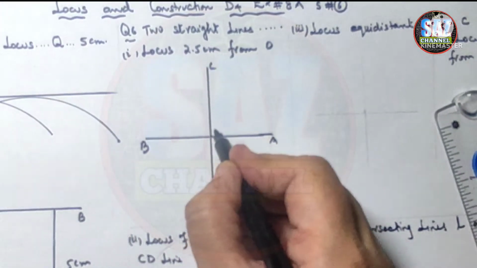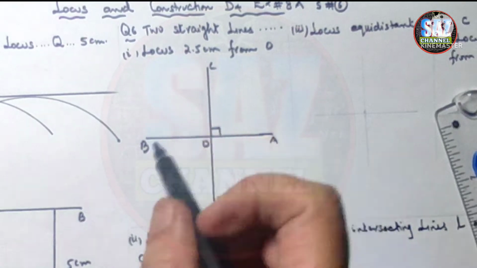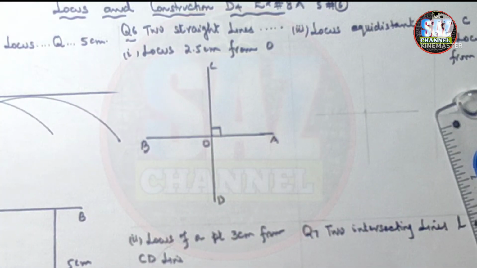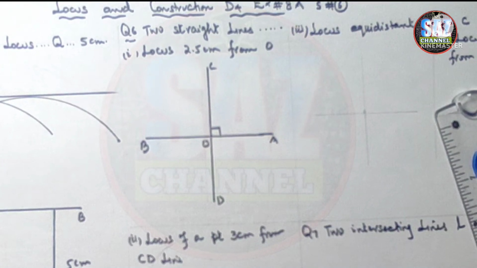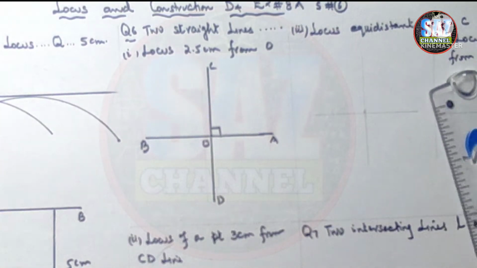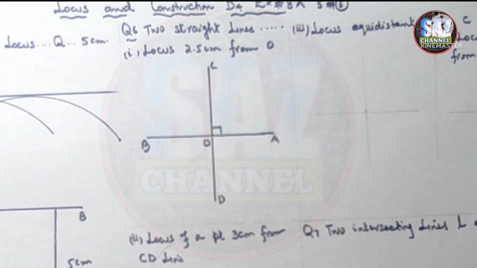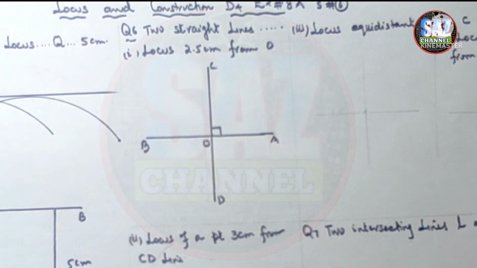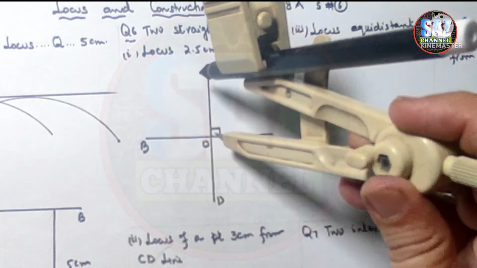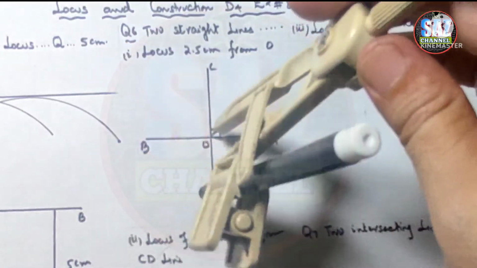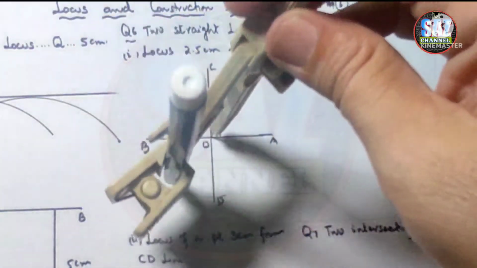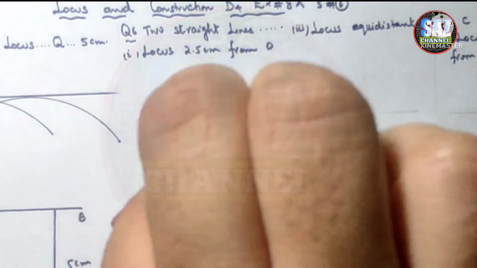Okay, and now we have to construct the locus of the point which is 2.5 centimeter from O. So, recall what locus is there which is always at equal distance from one fixed point, that is the circle of given radius, and in this question the radius is 2.5. So, I will open the arm of the compass to a radius of 2.5 and I have to draw a circle carefully. This way. Really easy question.